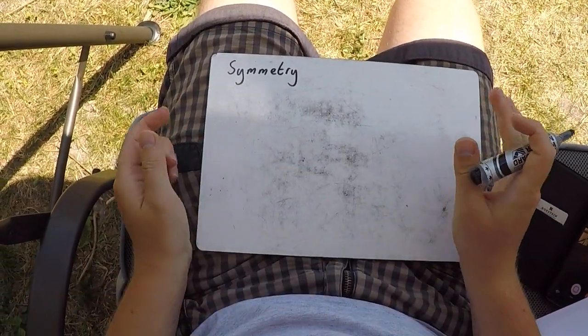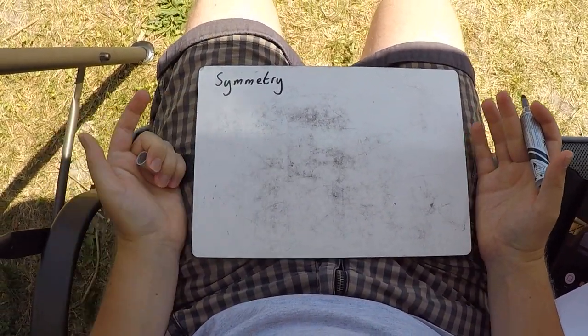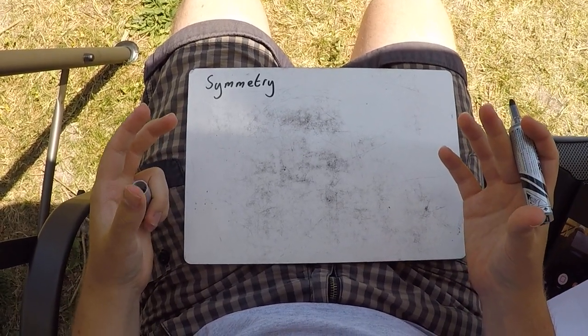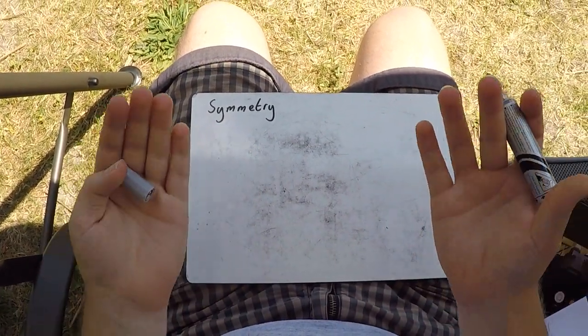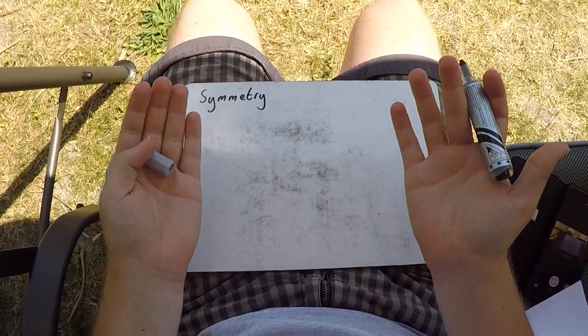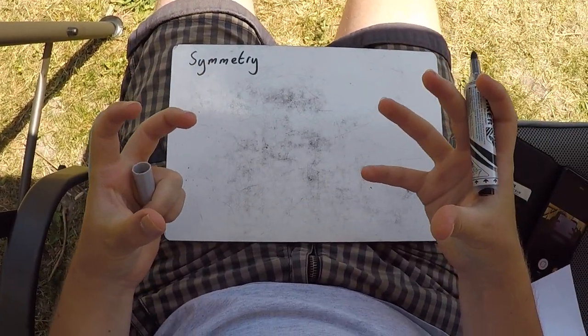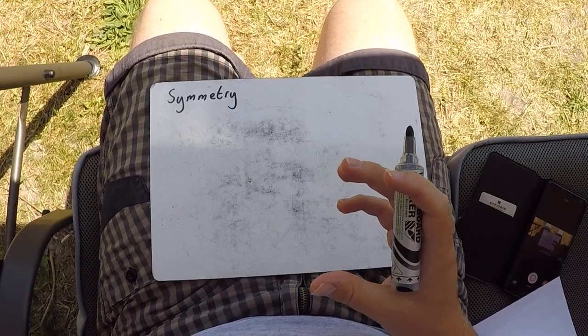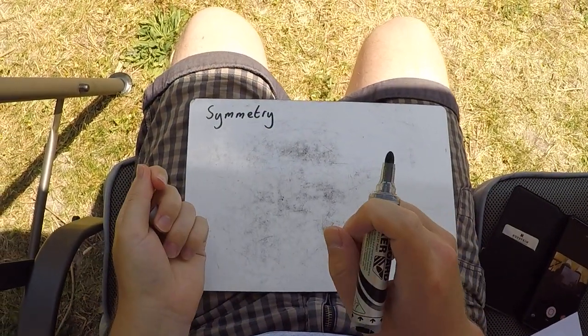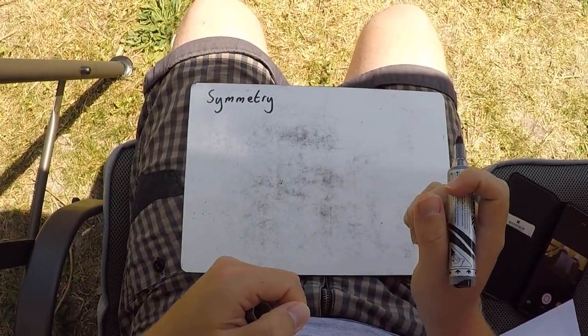Hi, in this lesson we're going to be thinking about symmetry and how that relates to our shapes. Symmetry means that the shape can be the same on both sides. It's like a mirror image. I haven't got a small mirror, annoyingly, but if you have got a small mirror at home, you can put it on the shape and you'll see the same shape in your mirror on the other side.